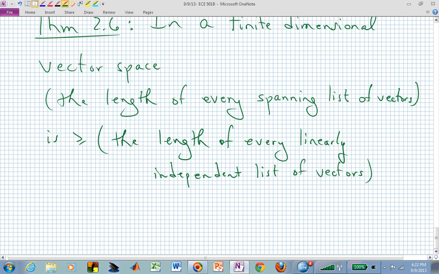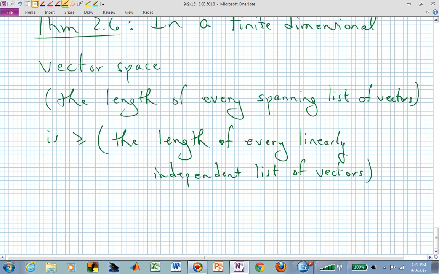But we could have a spanning list that had 5 different vectors in it. So the length of that spanning list might be 5. That's greater than or equal to 2 linearly independent vectors in that set. The most you're going to have in terms of linearly independent vectors in a 3-dimensional space is a set of size 3. Your spanning list is always going to be 3 or bigger in terms of number of vectors. That's what that theorem is saying.